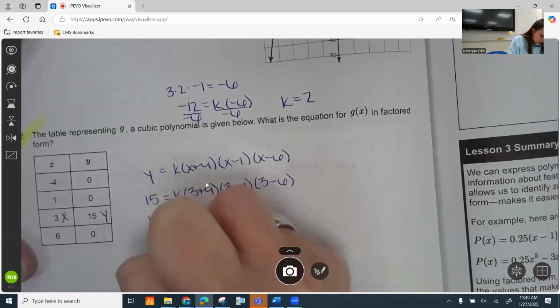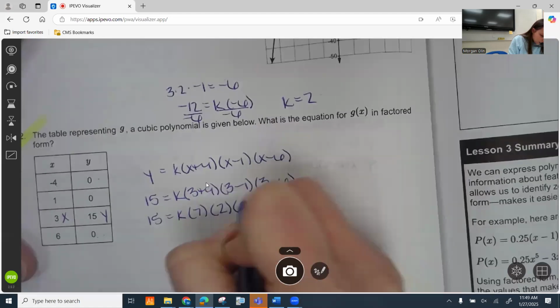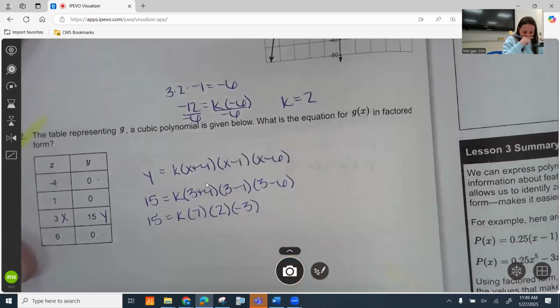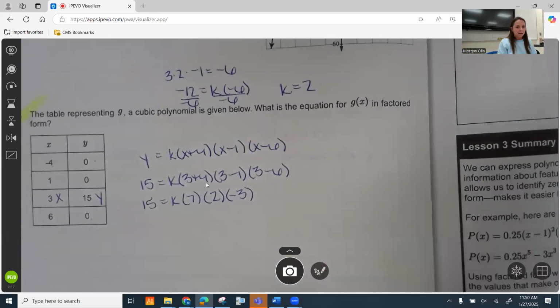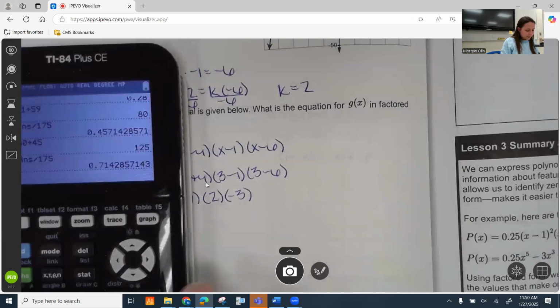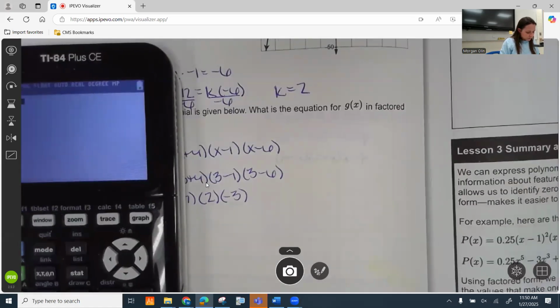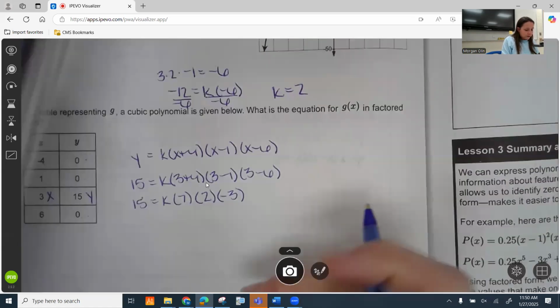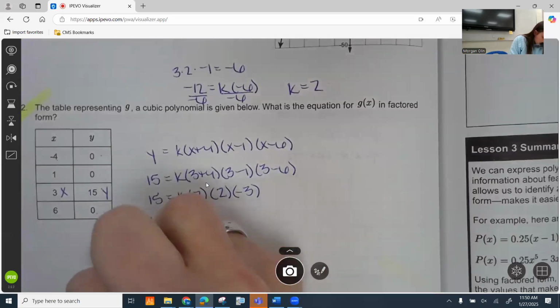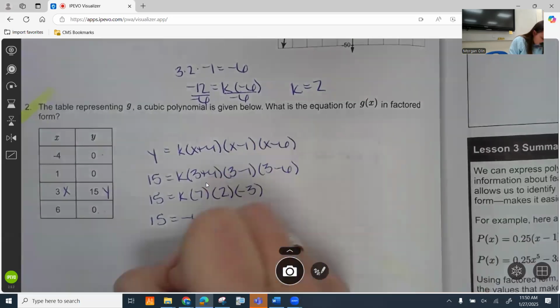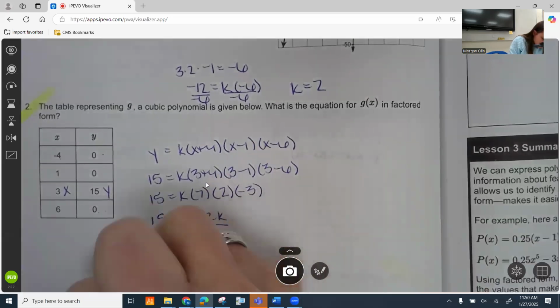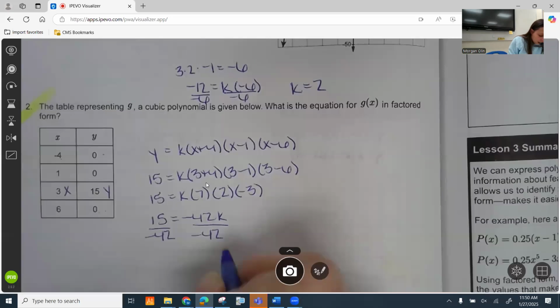Okay, that gives us 7. That gives us 2. This gives us -3. All right. This is another way to figure out K, but we can do this by hand. All right. When I multiply these numbers together, 7 times 2 times -3, I get -42. So 15 equals -42K. And think about, how do we solve for K now? We divide by -42.